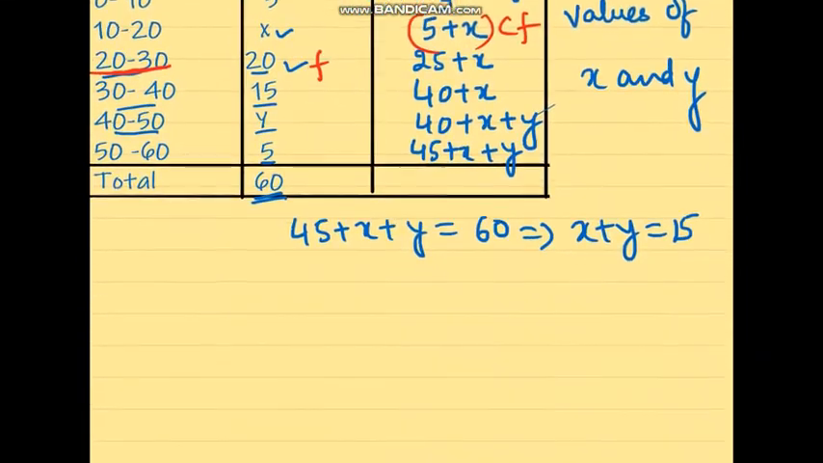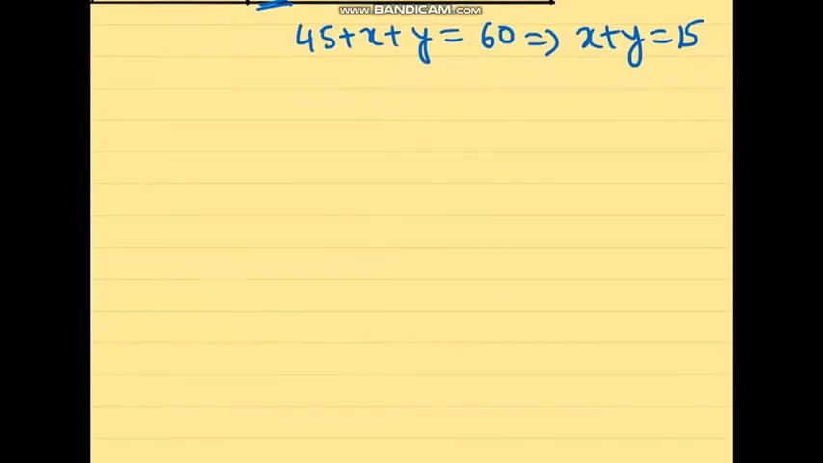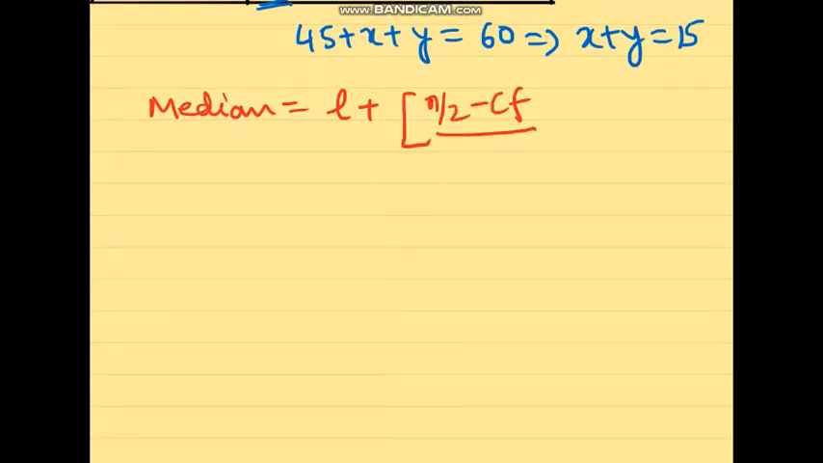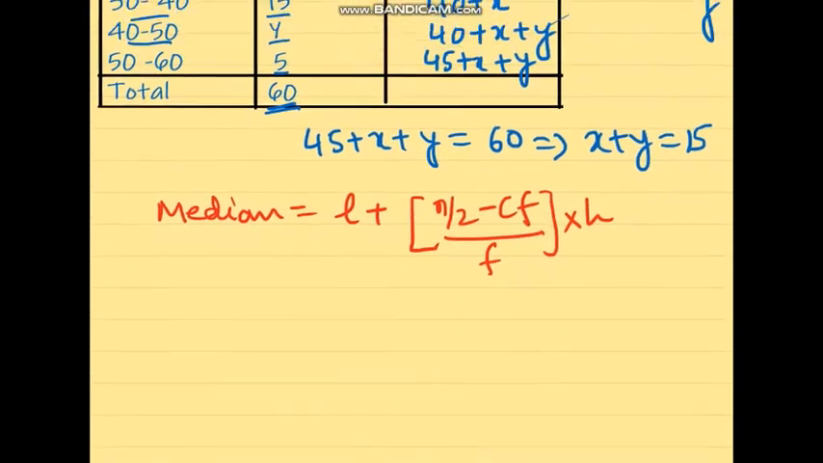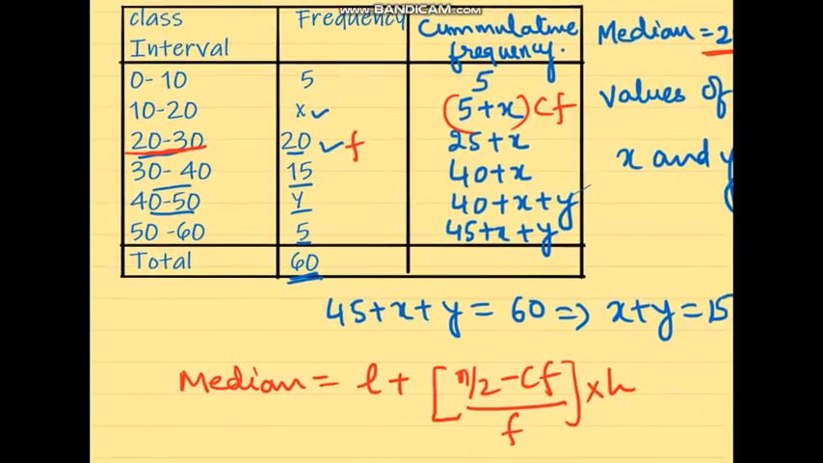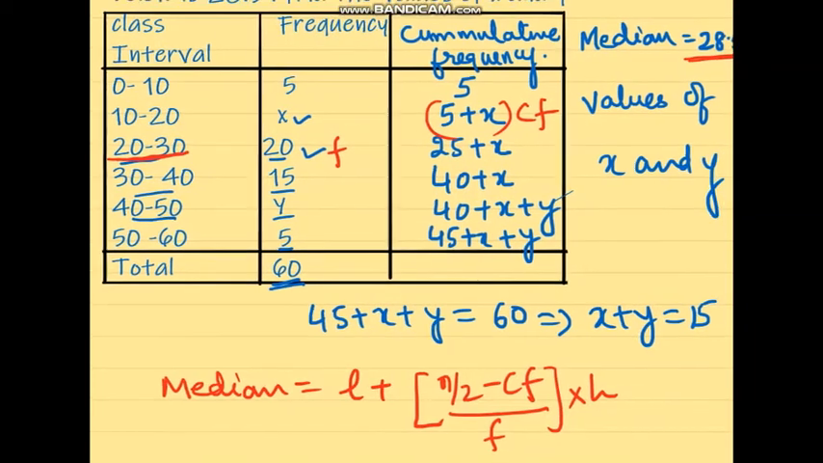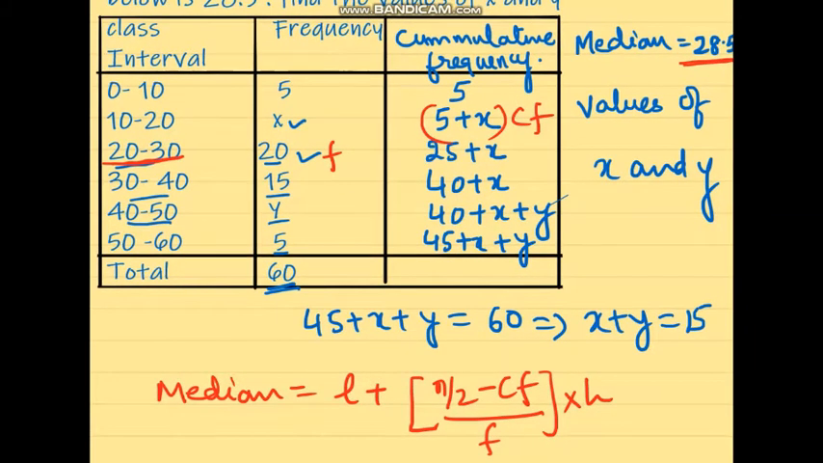First let us write the formula. What is our formula for finding the median? Median is equal to L plus (n by 2 minus cf) divided by f, into h. This you have seen in your previous class. Now let us see what L is. L is the lower limit of the median class. What is the median class here, children? We have already marked it. Your median class is this one.